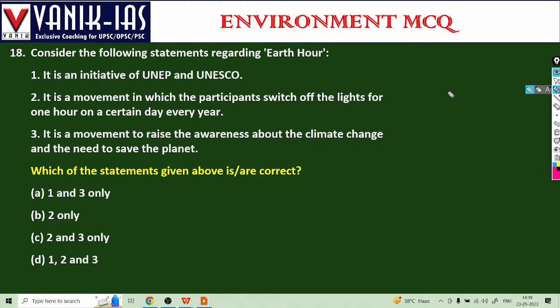Consider the following statements regarding Earth Hour. Earth Hour is an initiative of UNEP and UNESCO. It is a moment in which the participants switch off the lights for 1 hour on a certain day of every year.